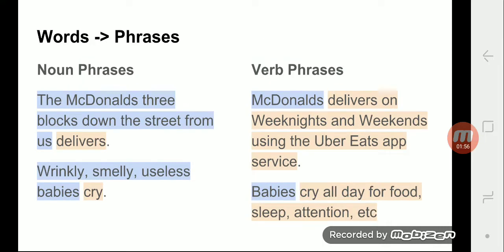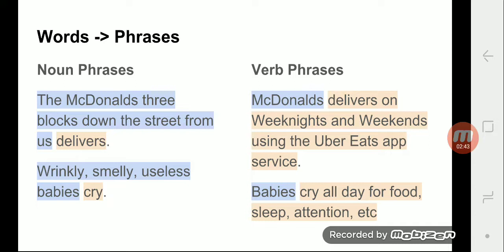Now, like we were also talking about, even though in school you're taught up to this point that nouns are single-word things, cat, dog, McDonald's, democracy, the way nouns actually work in language is that they're usually noun phrases. So these sentences show that at work. All the things that are highlighted are still the noun phrase, the subject, or the verb phrase, the main verb. But you can extend it as much as makes sense in your writing. So instead of the McDonald's delivers, you can say, the McDonald's three blocks down the street from us delivers. Instead of babies cry, you can say wrinkly, smelly, useless babies cry.